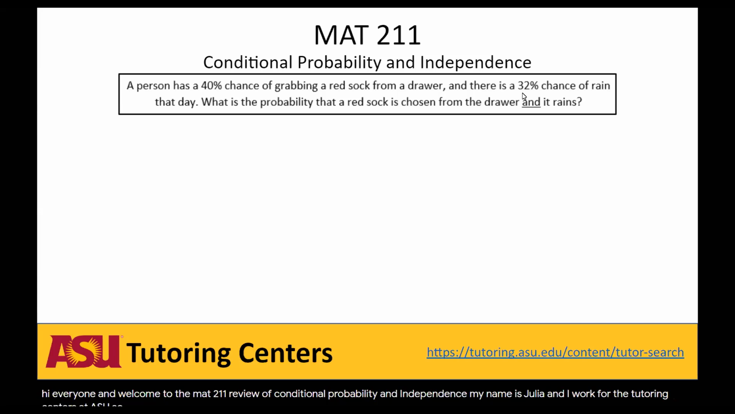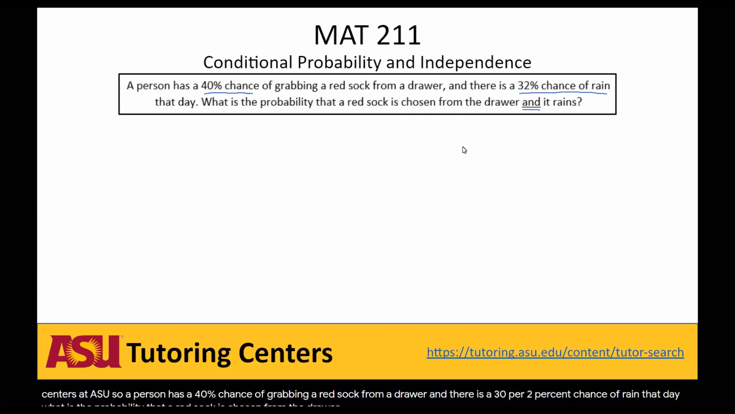So, a person has a 40% chance of grabbing a red sock from a drawer, and there is a 32% chance of rain that day. What is the probability that a red sock is chosen from the drawer and it rains?